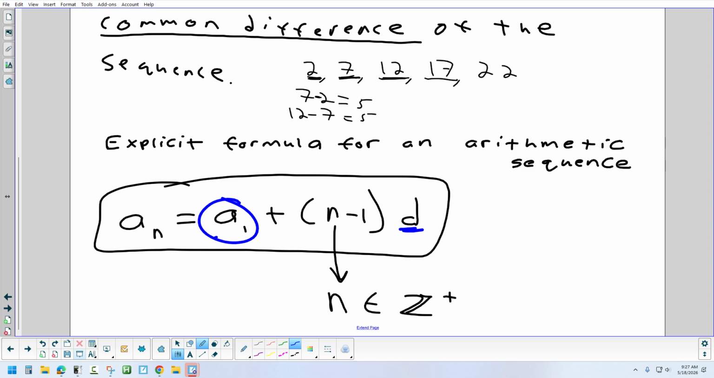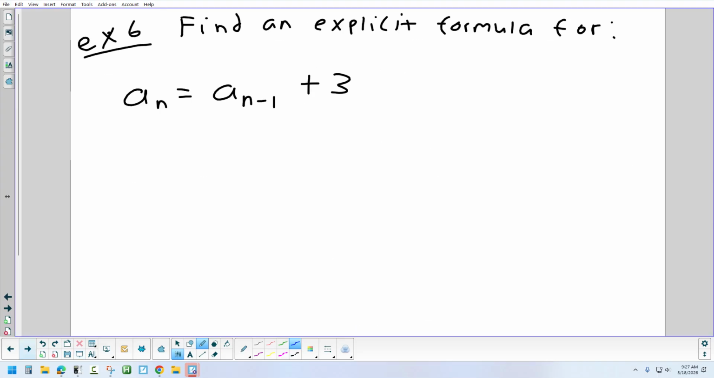And of course, n has to be an integer because it represents a position. You can't have decimal positions, you can't have 0 or negative positions. All right, so let's see if we can find an explicit formula for that. Now, that actually is impossible. What haven't I given you here that you would need to know to be able to do this problem?